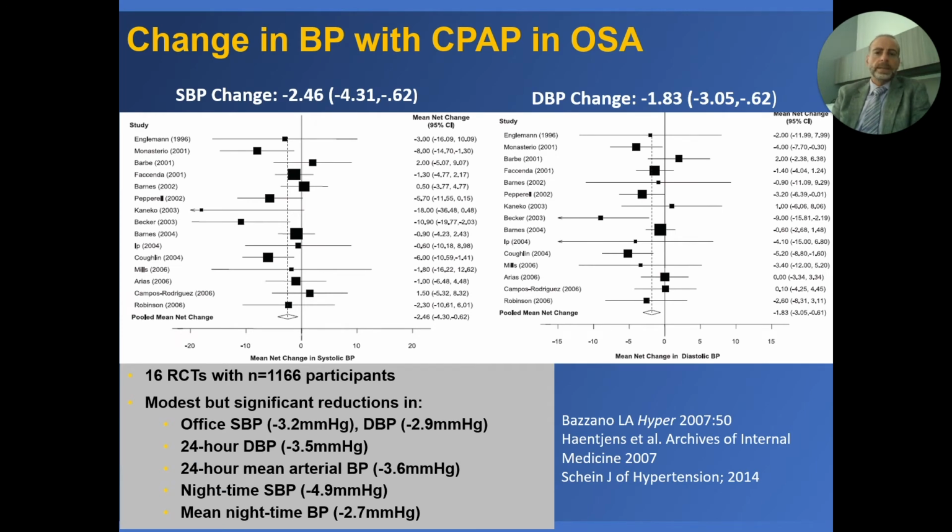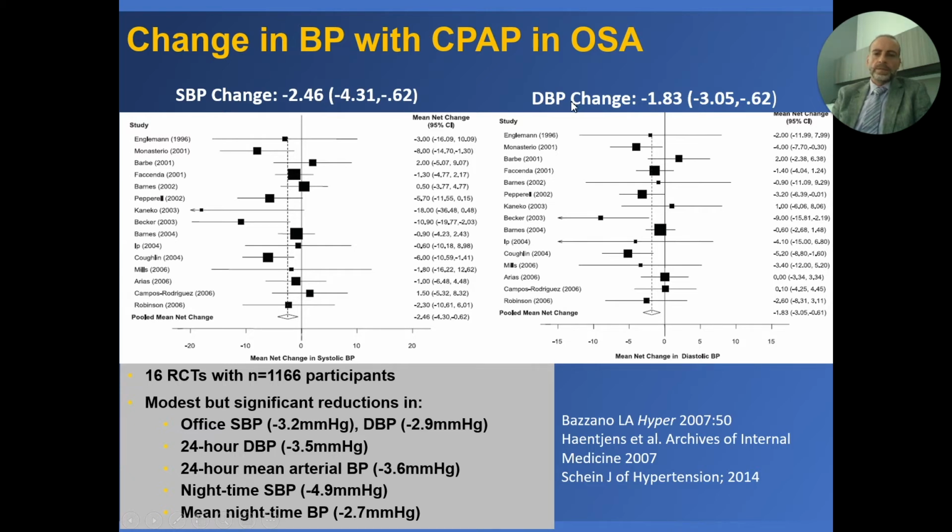If you look at treatment effect in treating obstructive sleep apnea and its effect on blood pressure, there have been numerous small and large randomized controlled trials. In this meta-analysis, they attempted to group together about 16 trials that included 1,166 patients. Overall, there was a consistent effect of CPAP on decreasing blood pressure measurements, whether the systolic or diastolic. Of course, the effect is modest, 2.4 millimeters of mercury and 1.83.